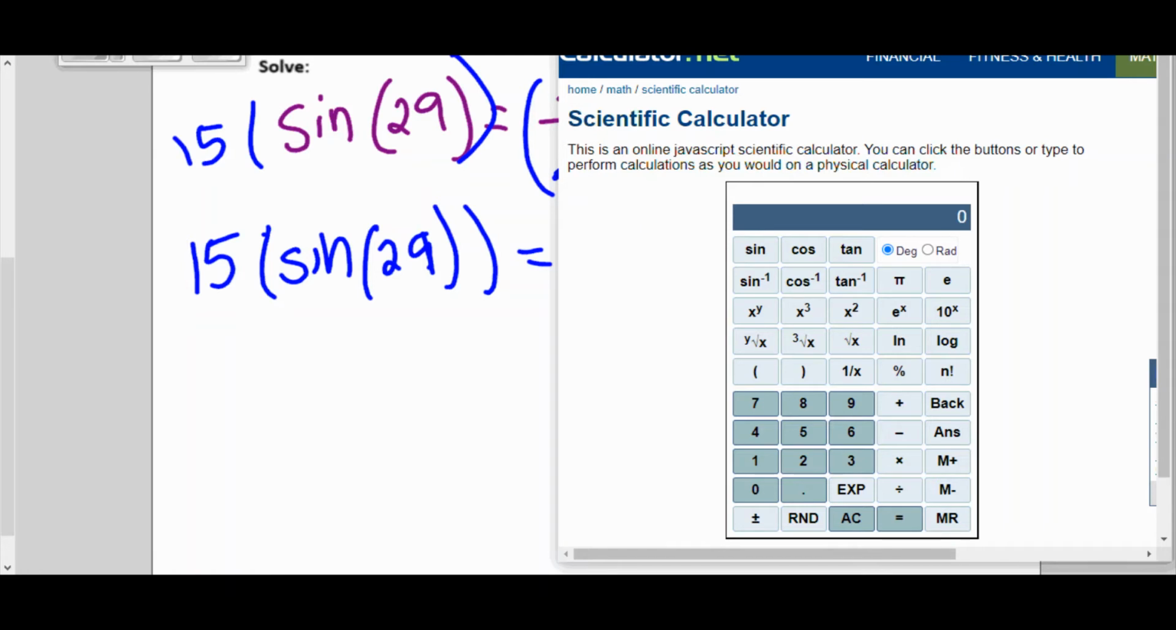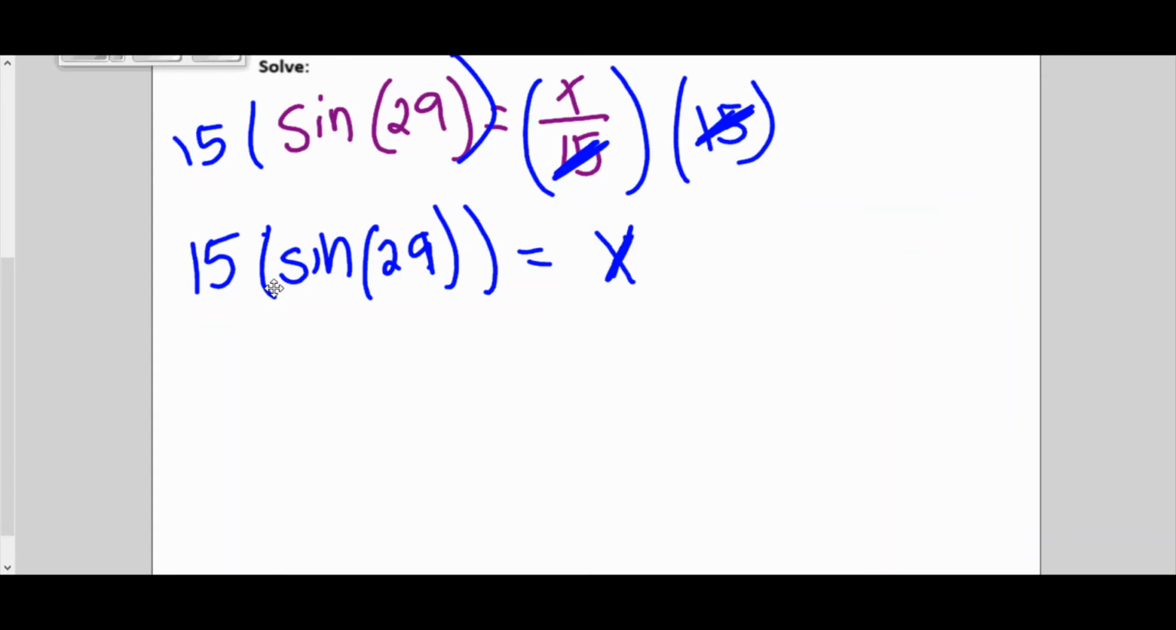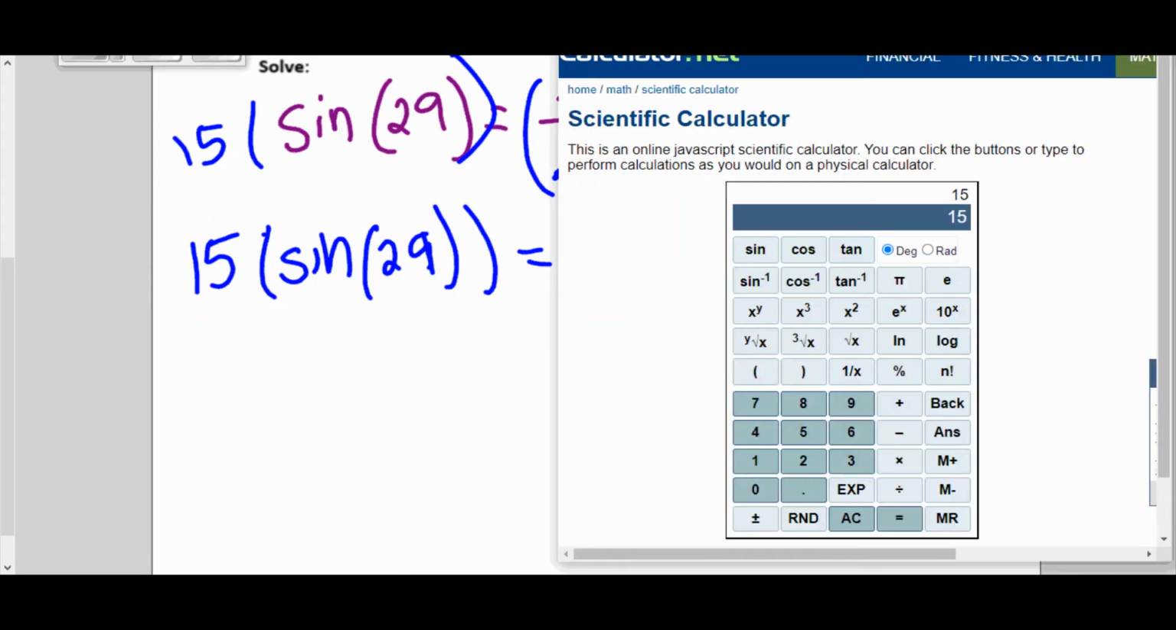And I want to do 15. The 15 in front of the parentheses means multiply, so I'm going to do 15 times, so here's my multiplication. Then I want the sine of 29, so I'm going to click sine, and then type 29, and close the parentheses. And this tells me that 15 times the sine of 29 is 7.27.